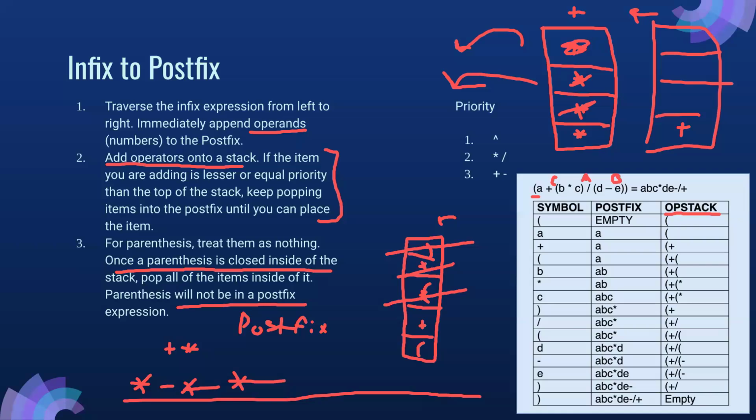With that being said, in the event that you have something like this, I'm trying to think about the best example. Let's say you have an open parenthesis, and you have minus, star, star. If we are adding a subtraction operator here, this is less than the star. So we pop the star, the multiplication operator. Same thing with the minus. We pop the minus out because they're of equal priority. Once we hit this parenthesis, we stop the popping.